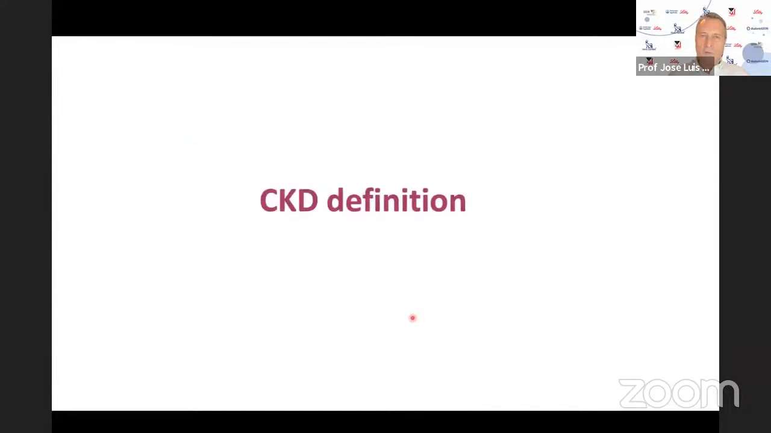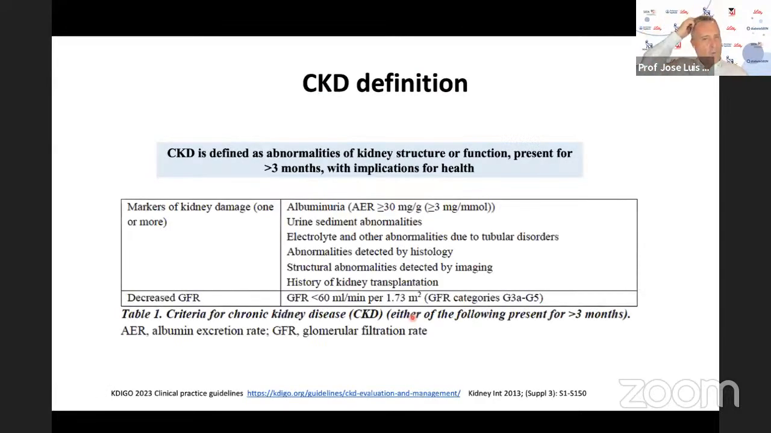You have to take into account that approximately 1 in 3 people with diabetes will eventually develop chronic kidney disease. So, talking about the chronic kidney disease definition, all of you know that the KDIGO guidelines define chronic kidney disease as abnormalities of kidney structure or function present for more than 3 months, with implications for health. So there are 2 parts. One, markers of damage: albuminuria, urine sediment abnormalities, electrolyte alterations, abnormalities in histology or imaging, or history of kidney transplantation; and decreased GFR.